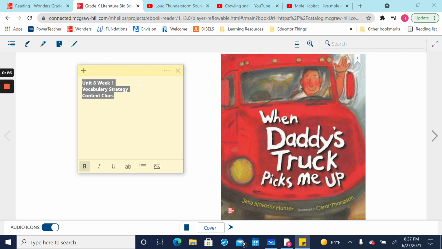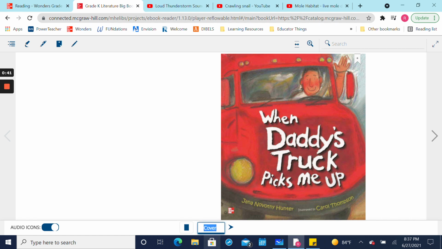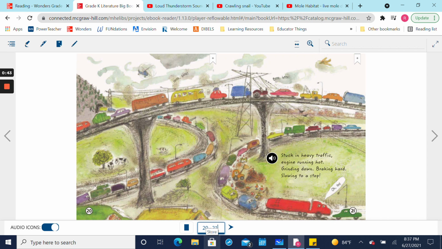So we're going to look at a couple pages from our big literature book, When Daddy's Truck Picks Me Up, and we're going to use some context clues to figure out what is going on. So the first page that we're going to go to is on page 21. And it says, stuck in heavy traffic, engine running hot.